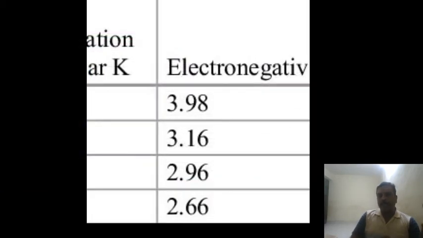Then the electronegativity. All of you now know what is meant by electronegativity. Electronegativity is nothing but the capacity of an element to attract the electron toward itself. And you can see here the electronegativity decreases when we are moving from top to bottom in the group. So fluorine has the highest electronegativity, 3.98, nearly 4, and then chlorine, bromine, and then iodine. So electronegativity decreases from top to bottom. Atomic number increases, electronegativity decreases.